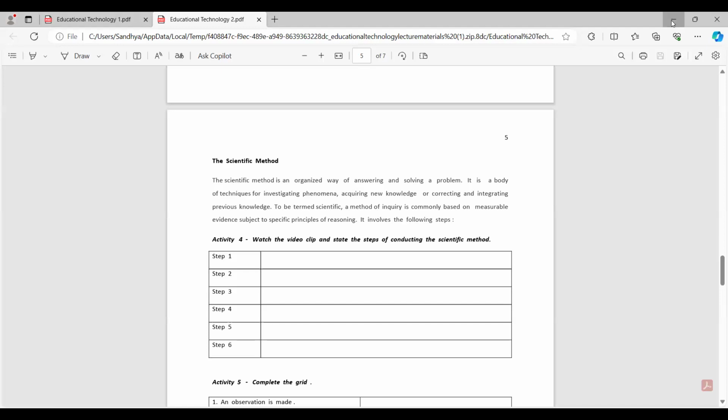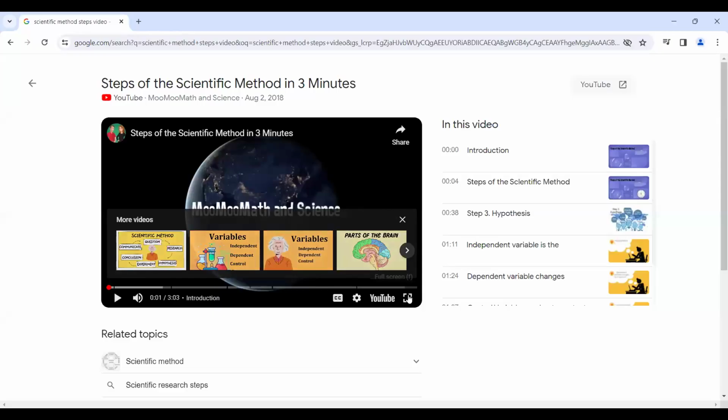Give me a second. Okay, let's see if this will work. Right, now I'm sharing it. And I have to share computer sounds also. You can take down the steps of the scientific method. So I hope that you can see.